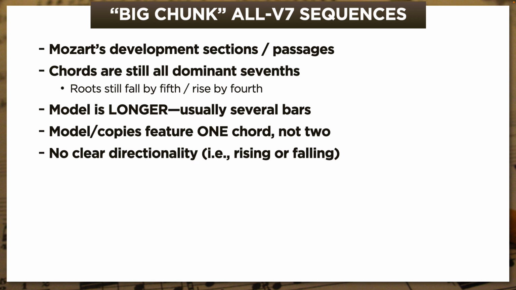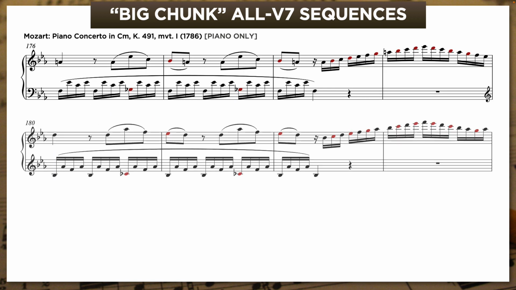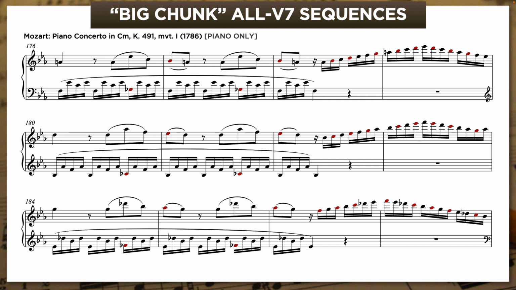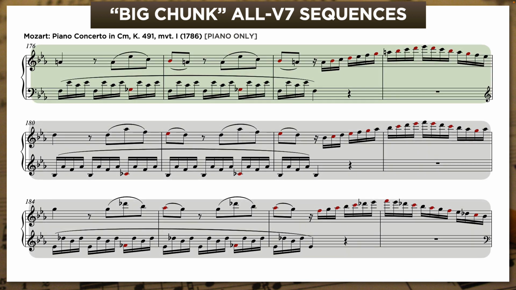Let me show you. Here is a passage from Mozart's C minor piano concerto. It's built from 3 repetitions of a 4-bar idea, a model and 2 copies. And each of them prolongs a single dominant 7th chord. The first one prolongs 5/7 of B flat. The second prolongs 5/7 of E flat. And then the third one, 5/7 of A flat.